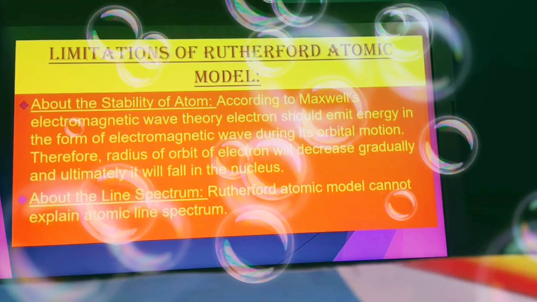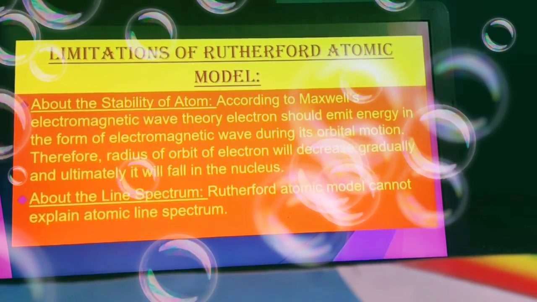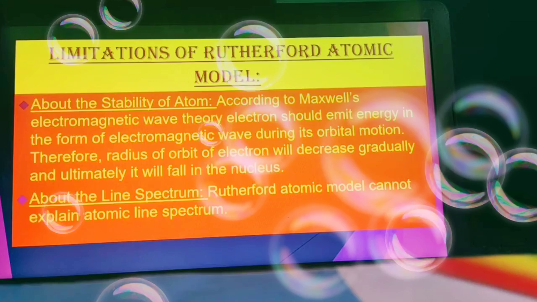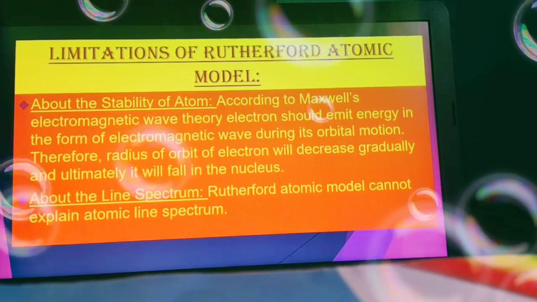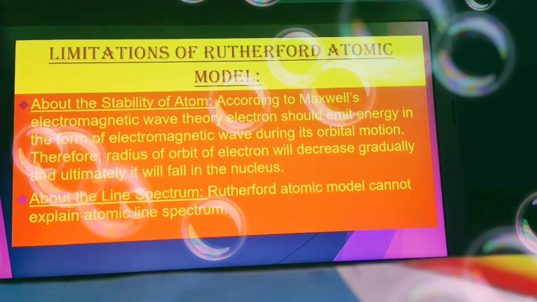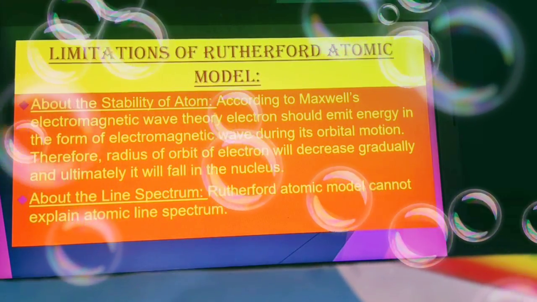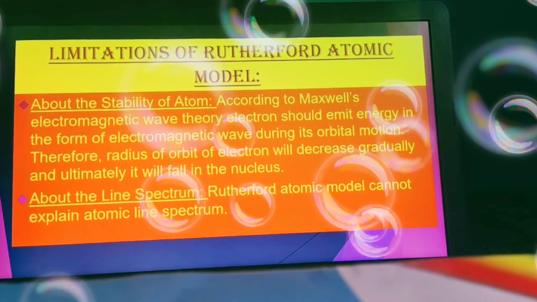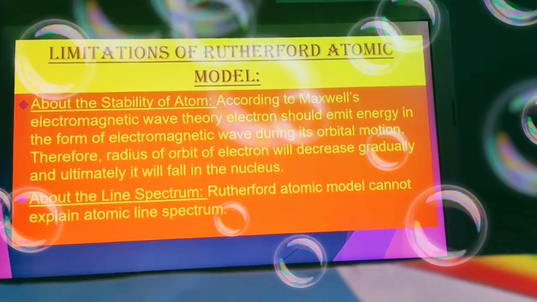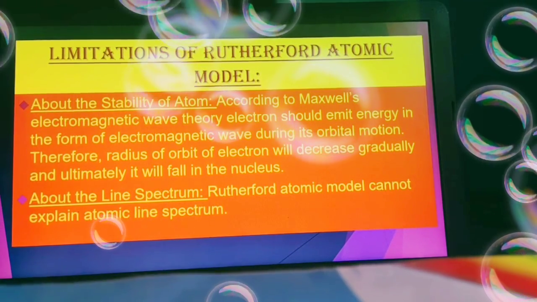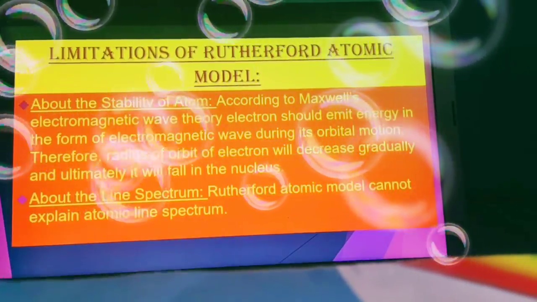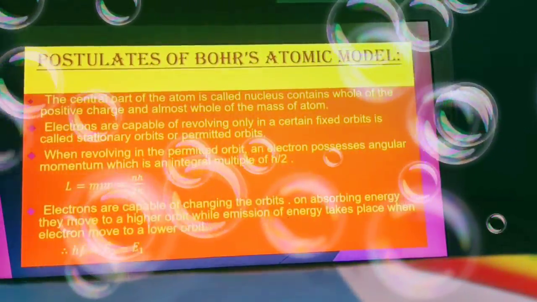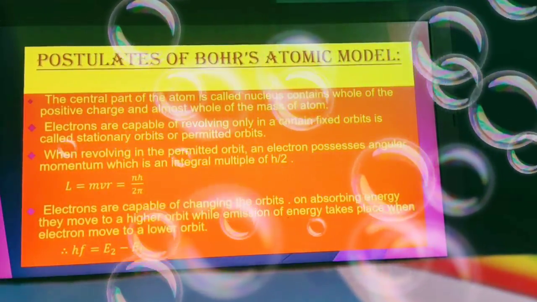The next limitation is it could not explain the atomic line spectrum. That means it could not explain the line spectrum. After Rutherford atomic model, the modification of atomic model is known as Bohr's atomic model. So Bohr introduced an atomic model, which is known as Bohr's atomic model.